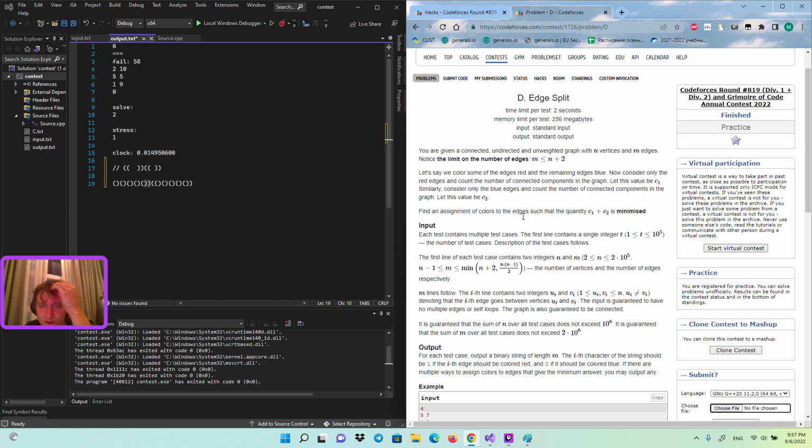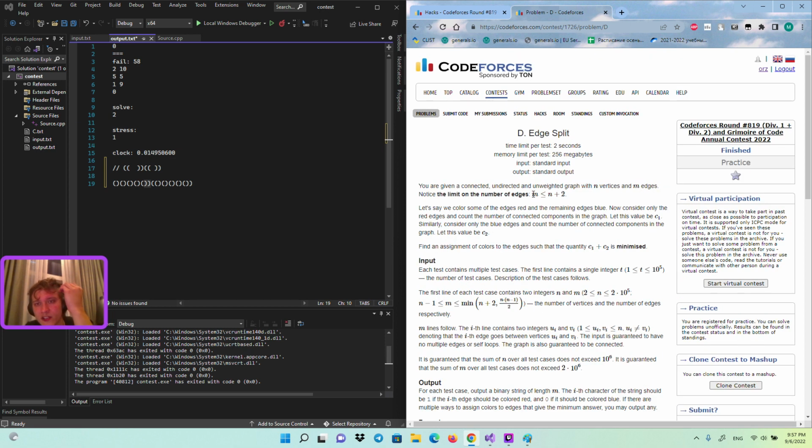You have a graph, and this graph is almost a tree. It is connected, directed and unweighted, and if there were n minus 1 edges, then it would be a tree. But actually, you have m at most n plus 2. So it is a tree with possibly 3 new edges, maybe 2, maybe 1, maybe 0 new edges.